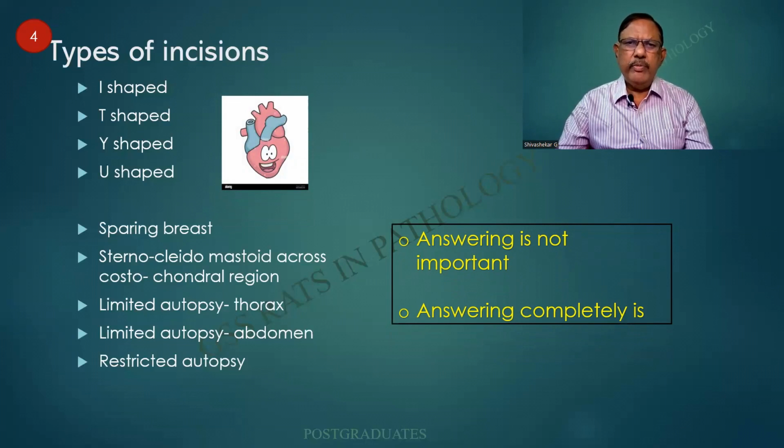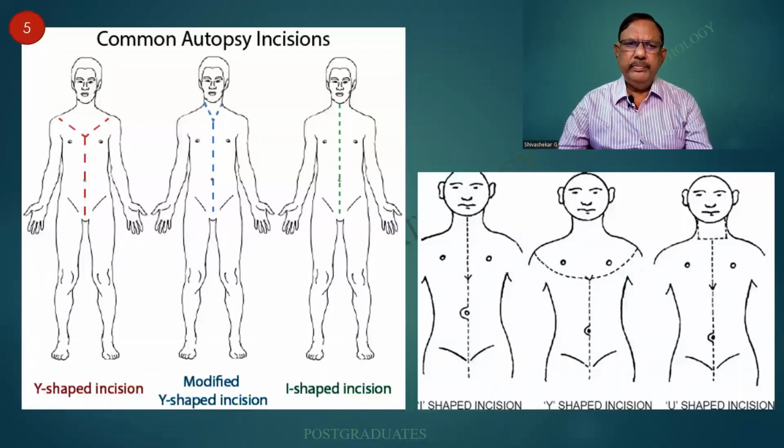So obviously you have to buy this. These are the common autopsy incisions. Let us see this particular series of diagrams first and then this. There is a Y-shaped incision. Here, the incision is across the clavicle on either side. They meet at the manubrium sterni, and there is a straight incision to the symphysis pubis.